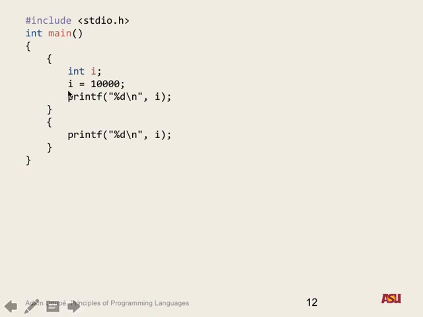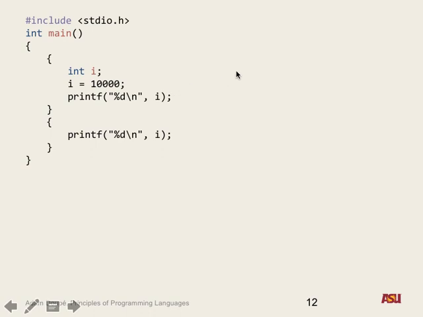So where is this I valid? And how do we know? How many blocks are there in this? There's three blocks. In the first inner block, there's actually two inner blocks. So everybody see how these blocks have a hierarchy? We have the outer block, and then we have two inner blocks here. So this is totally valid C code. You can compile this.